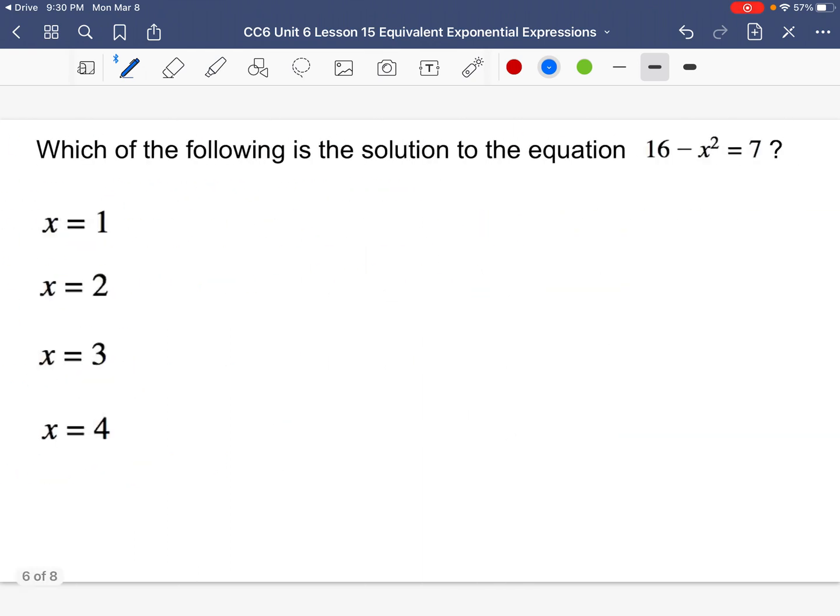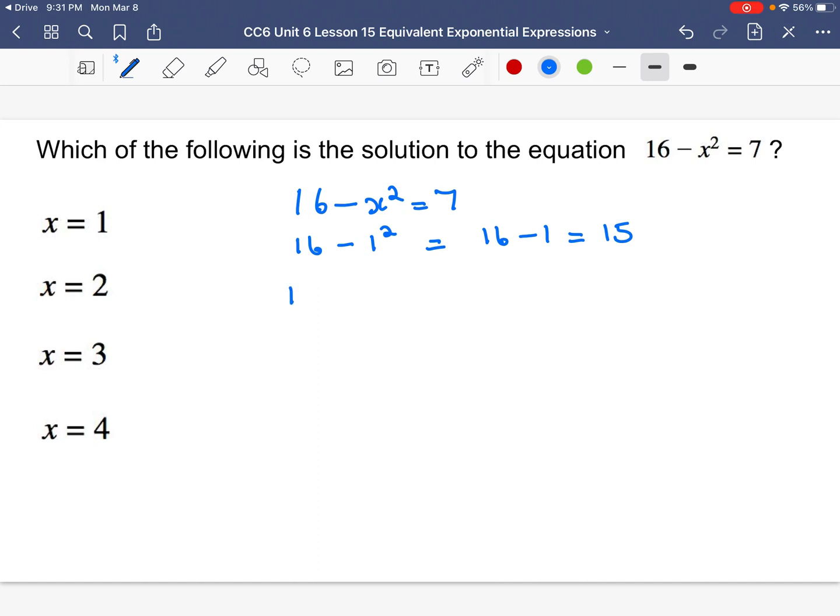Which of the following, x equals 1, 2, 3, or 4, is the solution to 16 minus x squared equals 7? I'm going to write here 16 minus x squared equals 7. So I'm going to start with x equals 1. 16 minus 1 squared is equal to 16 minus 1, which is equal to 15. So it's not x equals 1.